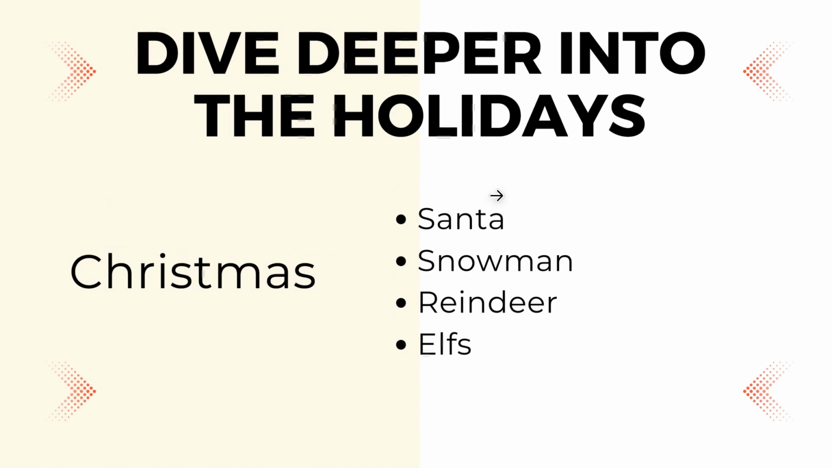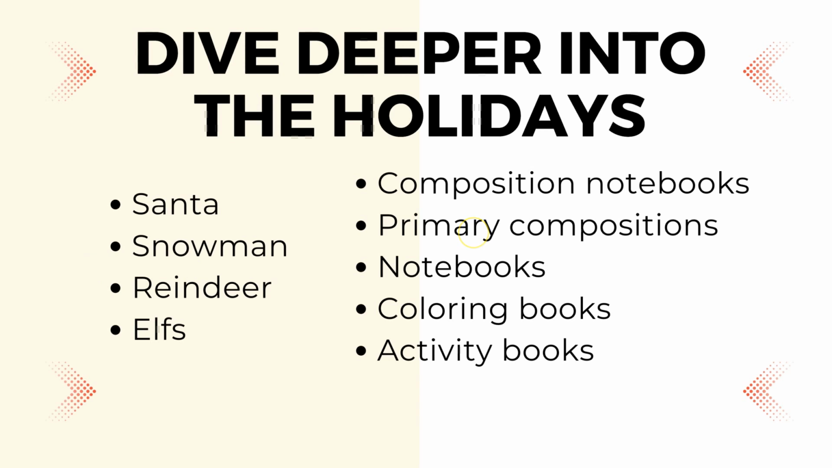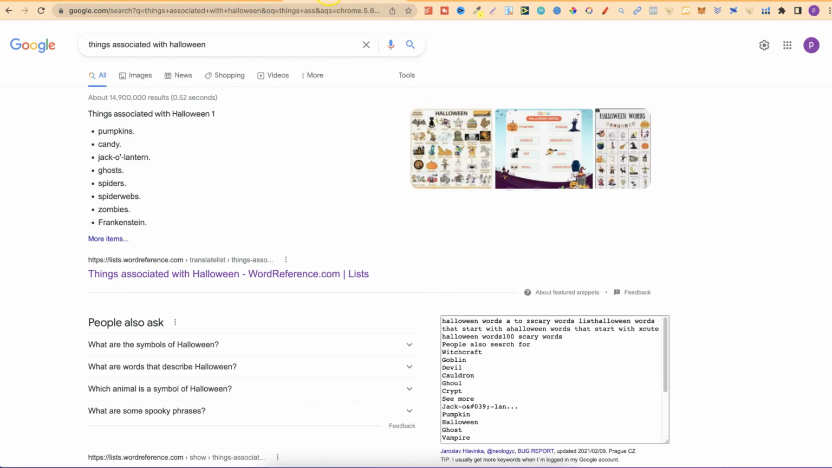You can even dive deeper into the holidays. So with Christmas, there's lots of different sub-niches within Christmas. You have Santa, snowman, reindeer, elves, and there's so much more. And you can combine these together with other book types. So you could do a Santa composition notebook, a Santa notebook, a Santa colouring book, or an elf activity book, an elf notebook. There's lots of different ways that you can combine all these different sub-niches with lots of different types of books.